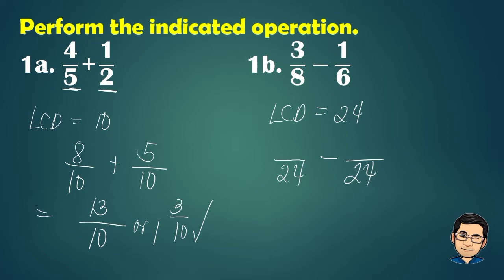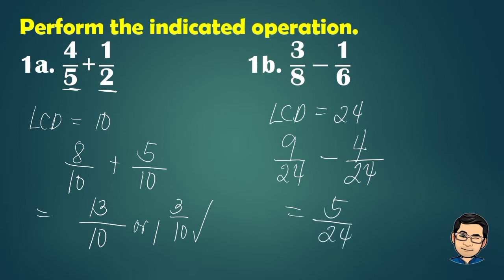So, 24 divided by 8, that is 3. And then, yung nakuha nating quotient doon, i-multiply natin siya dun sa numerator ng given. That is 3 times 3, 9. Next, 24 divided by 6, that is 4, times 1, 4. Now, 9 minus 4 is 5. So, our answer will be 5 over 24.